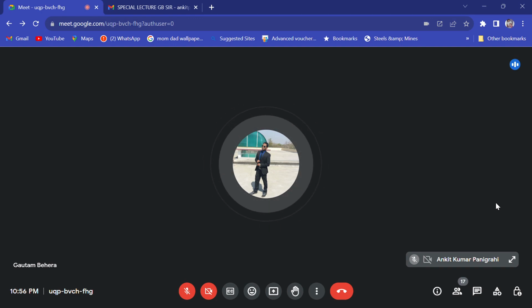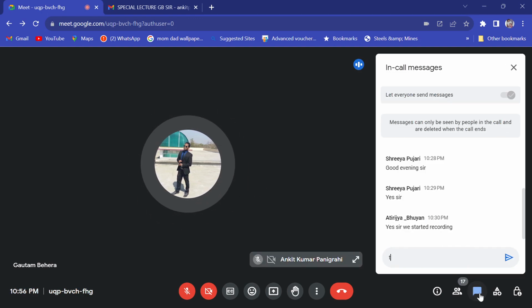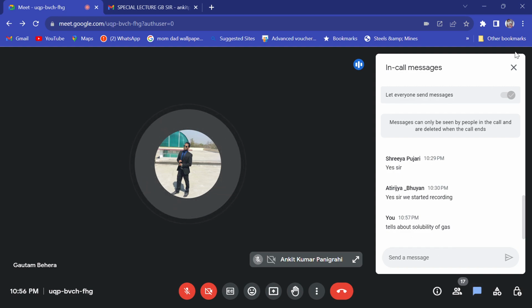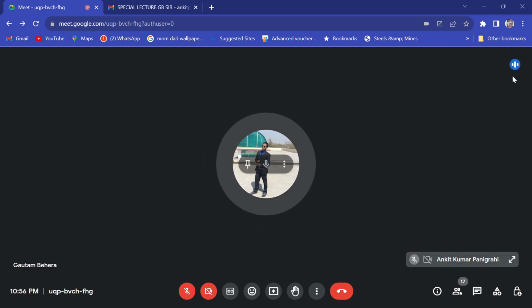Any idea what Sievert's law is? Anybody heard about this in thermodynamics or maybe in extractive metallurgy? Sievert's law is applicable in degassing. That's why I'm asking. Yes, somebody has written about solubility of gas. Very good. Sievert's law means the solubility of any gas in a liquid, basically in molten liquids, is proportional to the square root of its partial pressure.